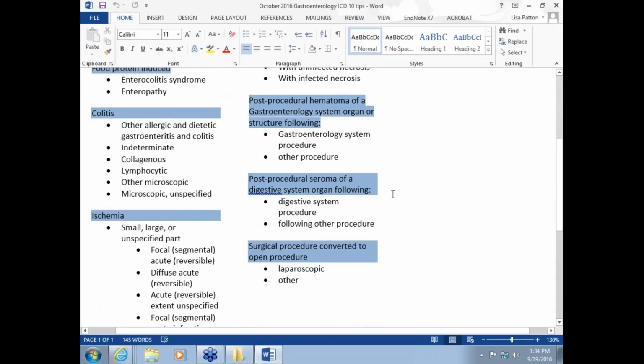And then, like we've seen in the other sheets we've looked at, here's some new codes for post-procedural hematomas and seromas. And then one I'll call to your attention because it could be one I think we will see used a good bit if we happen to see a surgical procedure actually converted to an open procedure. And was it a laparoscopic procedure, or was it another procedure that was converted to an open procedure? Any questions on those?